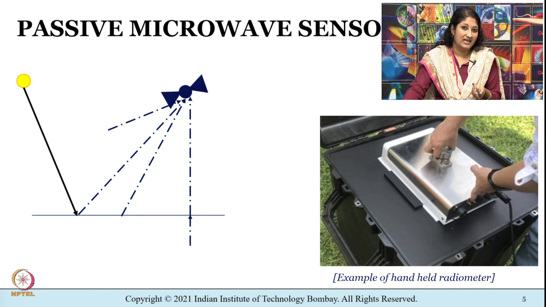As we discussed earlier, the microwave energy can be emitted by the atmosphere, it can be reflected from the surface, emitted from the surface, and transmitted from the subsurface. Passive microwave remote sensing has wide applications in meteorology, in hydrology and in oceanography. We will see a few of these examples in detail as part of the tutorials. But for now, I hope that you understand the distinction between active sensors and passive sensors.